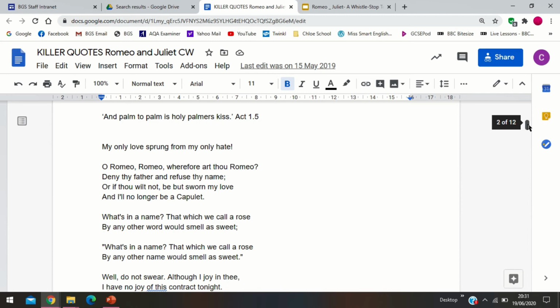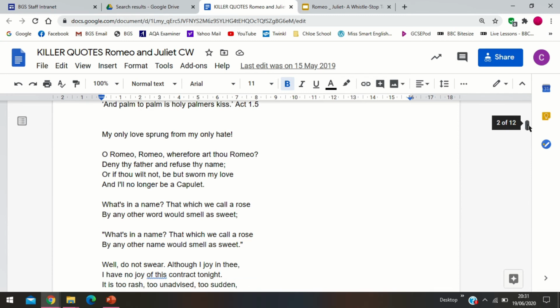"O Romeo, Romeo, wherefore art thou Romeo? Deny thy father and refuse thy name. Or, if thou wilt not, be but sworn my love, and I'll no longer be a Capulet." Like Romeo, we see her absolute devotion here. She's prepared to give up everything. She's prepared to sacrifice her family and her name to be with Romeo. So we see her hamartia there, don't we? Her fatal flaw is her absolute devotion.